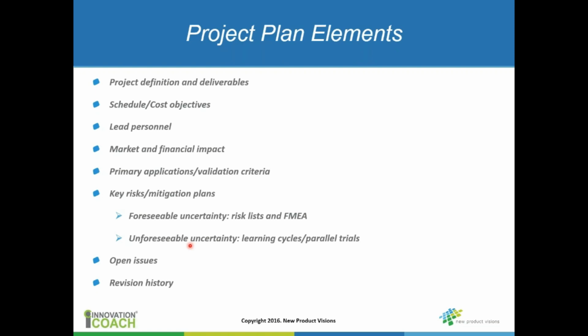This goes back to the last couple webinars when we talked about all the tools that are available for doing this. So you're going to want to ferret out foreseeable uncertainty, and things like risk lists and FMEA are going to be used there to look at foreseeable uncertainty. And out of these activities will flow knowledge gaps where you might be faced with unforeseeable uncertainty, or unknown unknowns, where you want to focus on learning cycles or parallel trials in order to close those knowledge gaps.